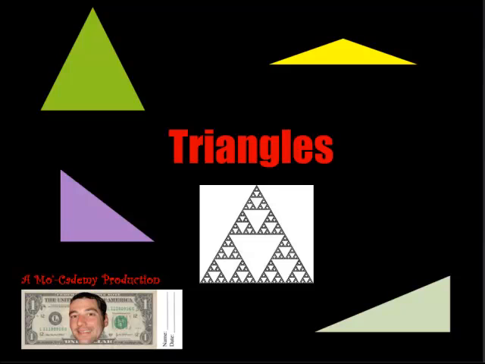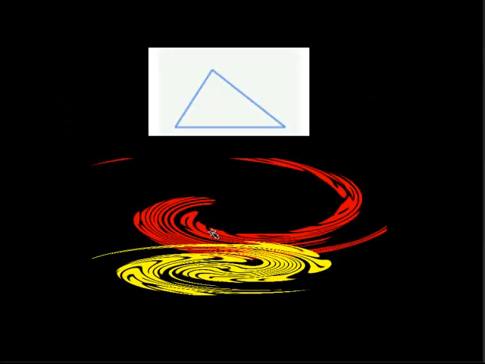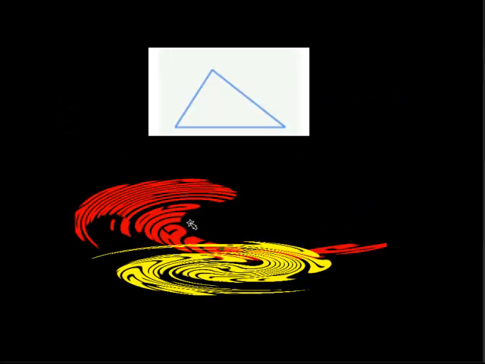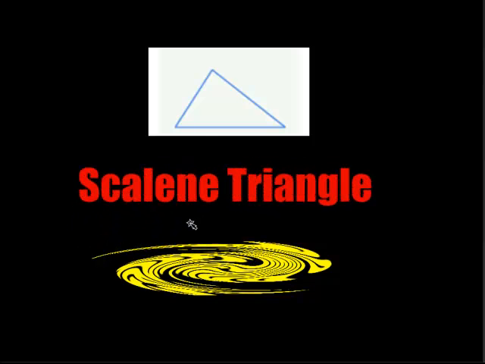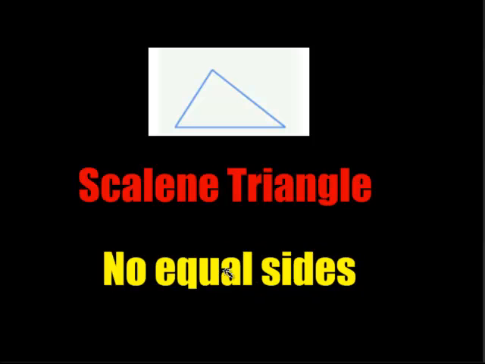There are two ways to classify triangles. One way is by the size of the angles, and the other way is by how many congruent sides it has. First, we're going to talk about sides. So this triangle right here, we will call a scalene triangle because none of the sides are equal. So if none of the sides are equal, it's a scalene triangle.